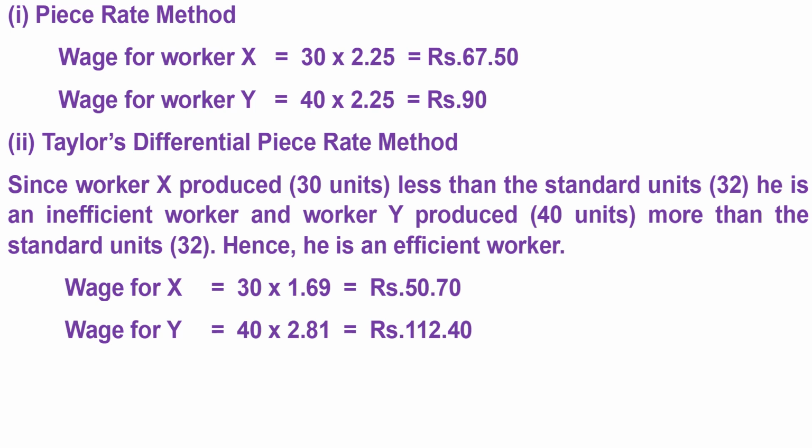2. Taylor's differential piece rate method. Since worker X produced 30 units, less than the standard units 32, he is an inefficient worker, and worker Y produced 40 units, more than the standard units 32. Hence, he is an efficient worker. Wage for X equals 30 into 1.69 equals 50 rupees and 70 paise. Wage for Y equals 40 into 2.81 equals 112 rupees and 40 paise.